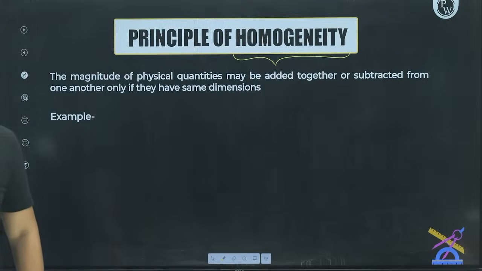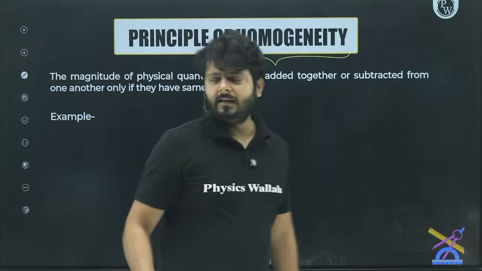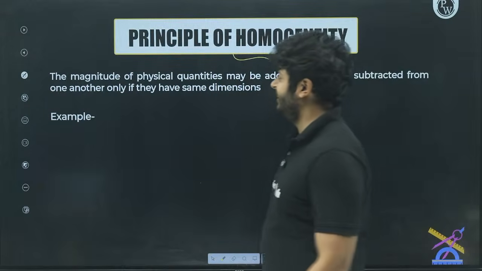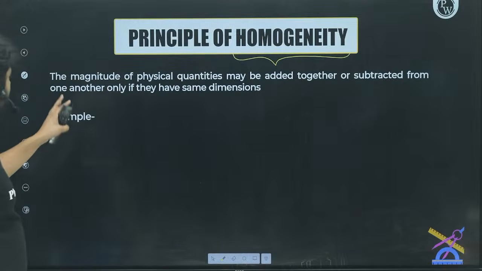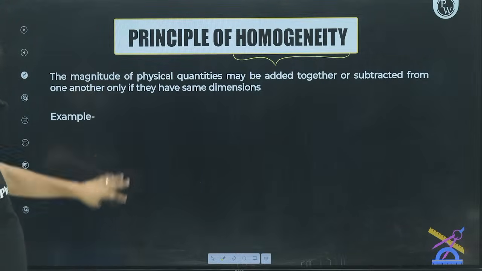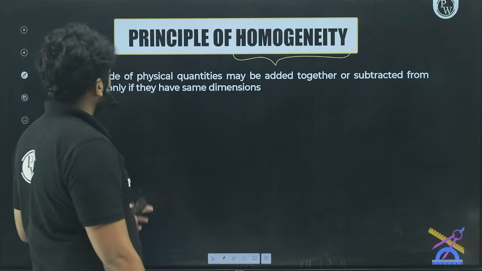The numerical on dimensions will happen soon, just for 5 to 10 minutes we have completed the basic part, and slowly we are coming to numericals. So we are just going to cover this particular part as well. The magnitudes of physical quantities may be added together or subtracted from one another only if they have the same dimension.